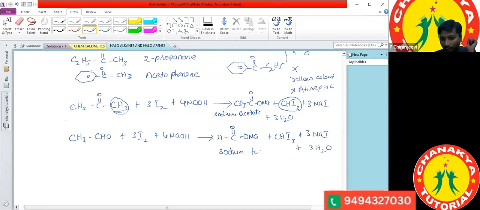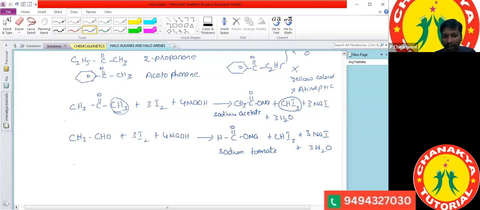Sodium formate. What is the molecular formula of formic acid, ma? The molecular formula of formic acid is HCOOH. In that one, the hydrogen atom is replaced by sodium. If the hydrogen atom is replaced by sodium, that is what we call sodium formate. That's why we wrote sodium acetate. If you observe the structure clearly, here the methyl group is replaced by ONa.